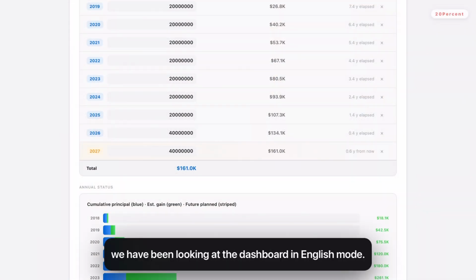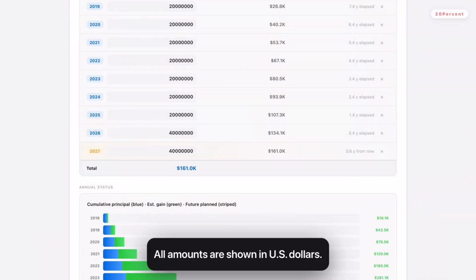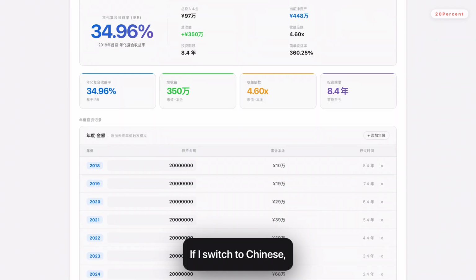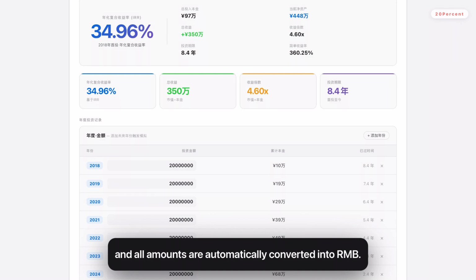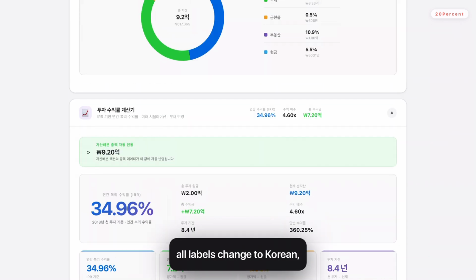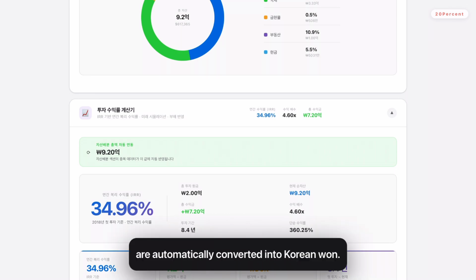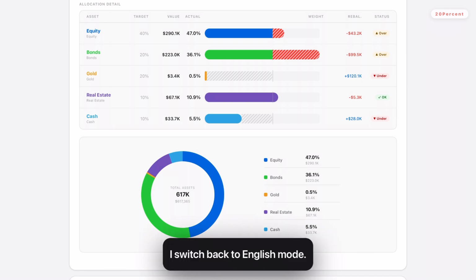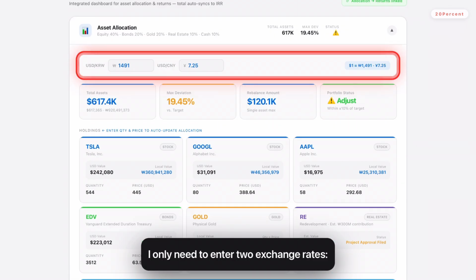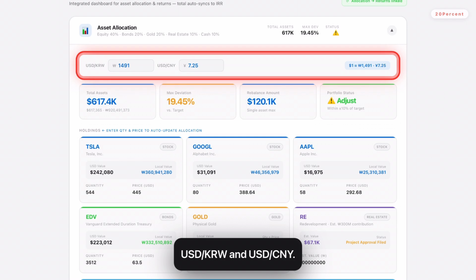So far, we have been looking at the dashboard in English mode. All amounts are shown in US dollars. If I switch to Chinese, all labels change to Chinese, and all amounts are automatically converted into RMB. If I switch to Korean, all labels change to Korean, and all amounts are automatically converted into Korean won. Finally, I switch back to English mode. I only need to enter two exchange rates: USD to KRW and USD to CNY. Based on those two numbers, the system automatically converts between all three currencies.